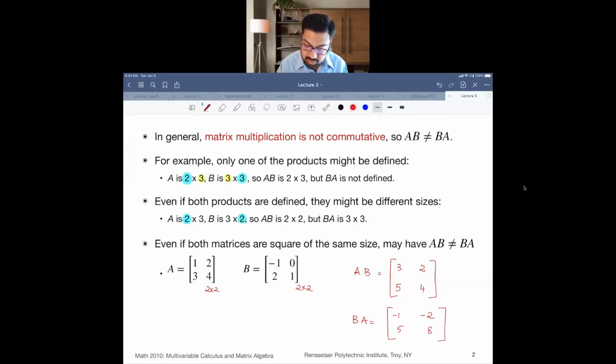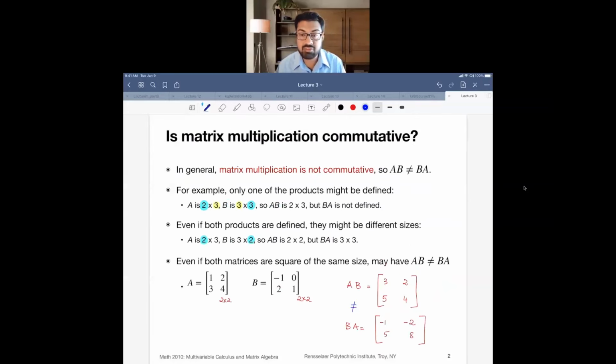And you can clearly see that even though they existed, the results were of the same size, still AB doesn't equal BA, right? So in general, we can say that matrix multiplication is not commutative. So let me just highlight that over here, not commutative. Okay, let's move on here.